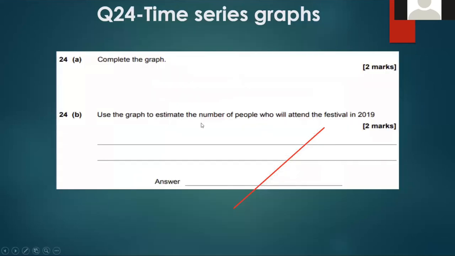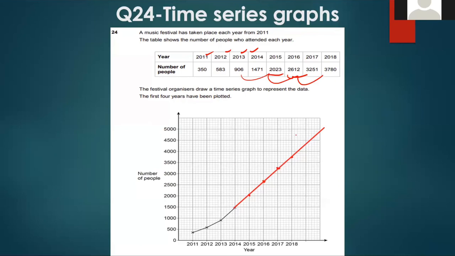It then says use the graph to estimate the number of people who attend the festival in 2019. If we know how it's going up, 2018 is there, so 2019 would be here. So we can use the graph and go up to where the graph meets it. I'm just going to switch my colour for this. I'm going to go from 2019 all the way up to this line, and draw a line going across to see where it matches. It fits quite nicely into there.